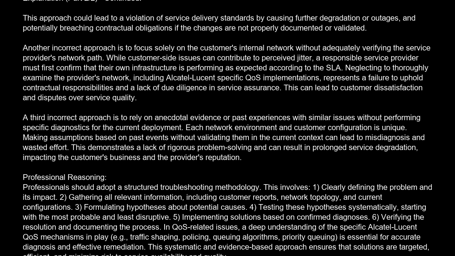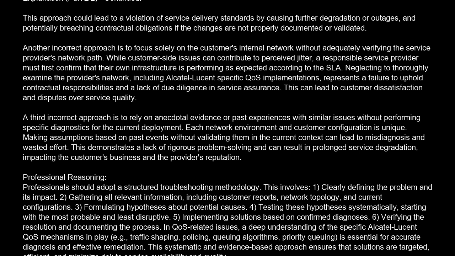Neglecting to thoroughly examine the provider's network, including Alcatel Lucent-specific CoS implementations, represents a failure to uphold contractual responsibilities and a lack of due diligence in service assurance. This can lead to customer dissatisfaction and disputes over service quality.